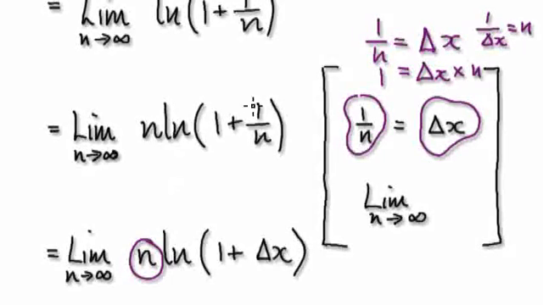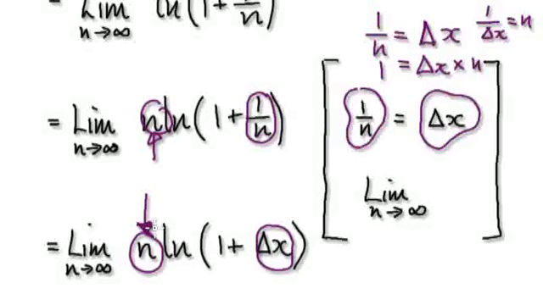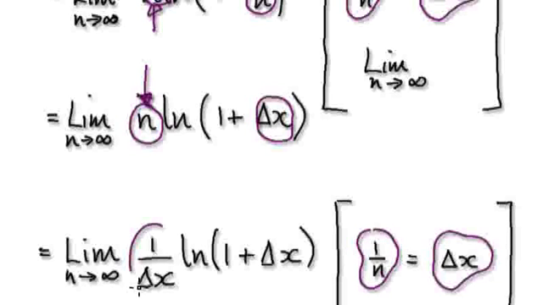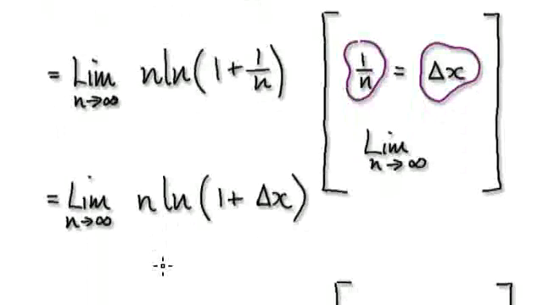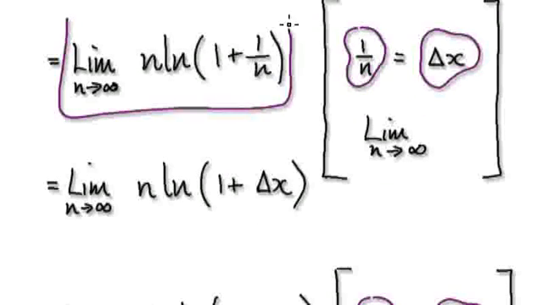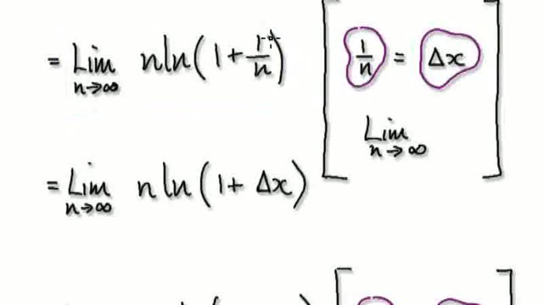Now looking at this here, if you were to rewrite this as delta x, then you must rewrite this n here as 1 over delta x. Okay, so hang on, let's start again here. We were here. But the thing is, I want to rewrite this whole thing in terms of something that hopefully later you would recognize. So let's rewrite this thing here as delta x.